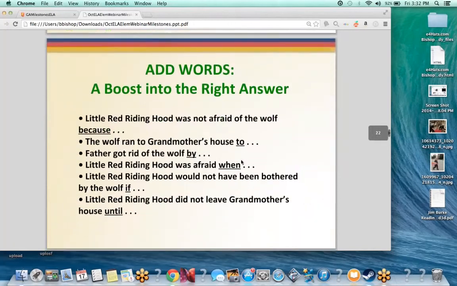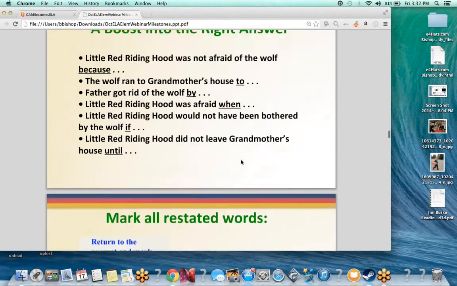Also, we want kids to know that there are certain words that if they can use these words, they will often lead them to additional information, like the word because, to, by, when, if, until. So you might want to make a little poster or have the kids work together to come up with some words that if they can figure out how to get that word into their answer, then they probably are adding more of the right kind of information.